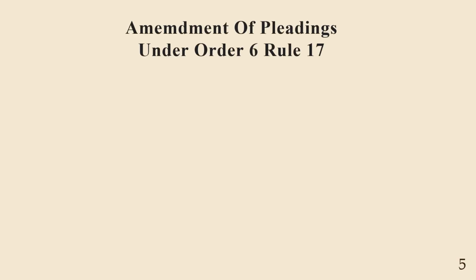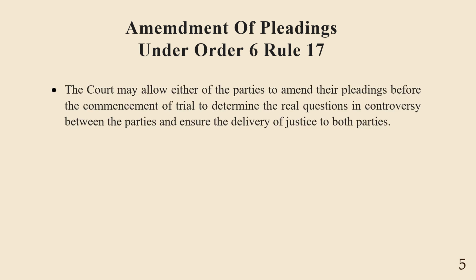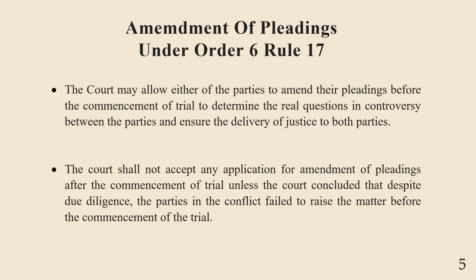Now let's understand the provisions of amendment of pleading under Order 6, Rule 17. It states that the court may allow either of the parties to amend their pleadings before the commencement of the trial to determine the real question in controversy between the parties and to ensure that delivery of justice is served to both the parties. Another provision is that the court shall not accept any application for amendment of the pleading after the commencement of trial unless the court concludes that the relevant matters were not raised before the commencement of the trial.